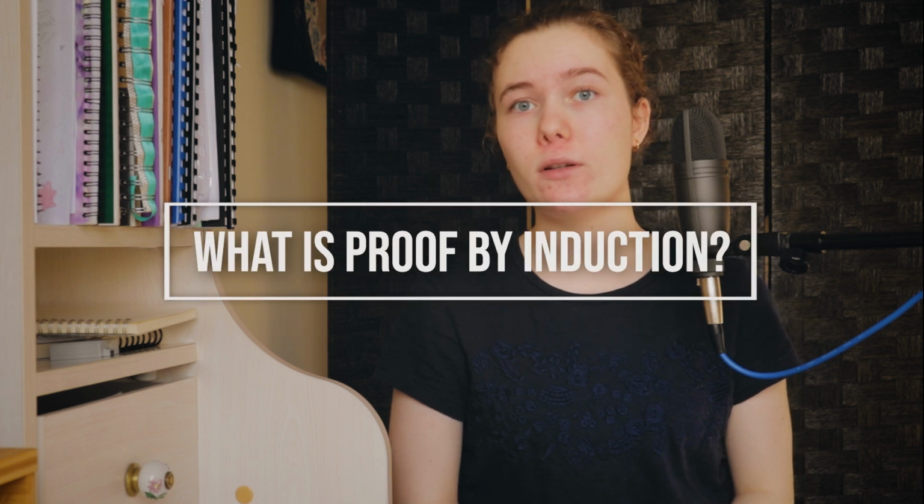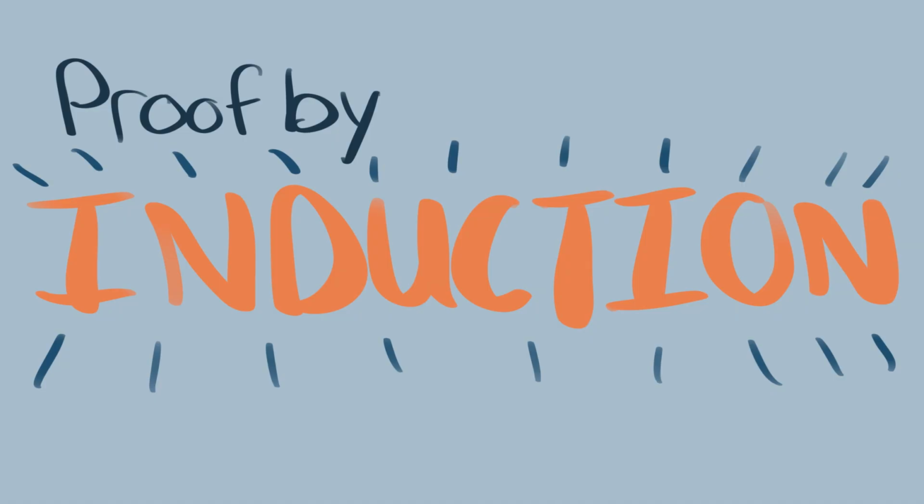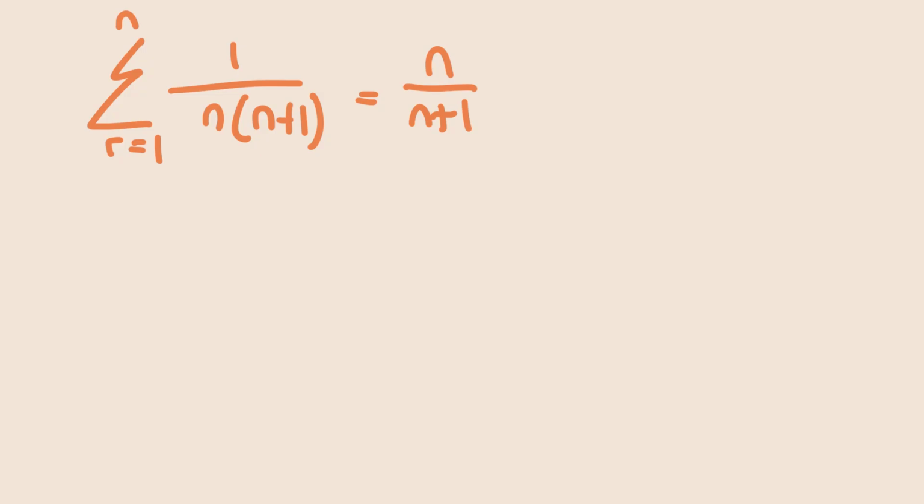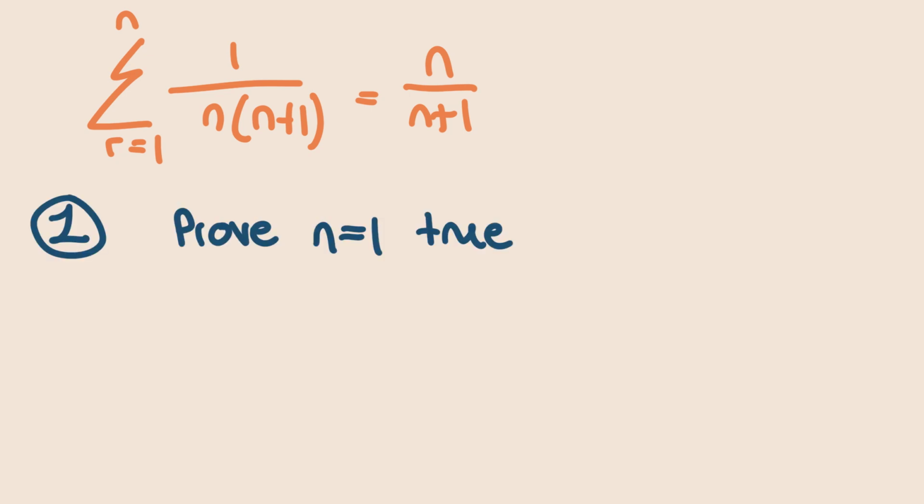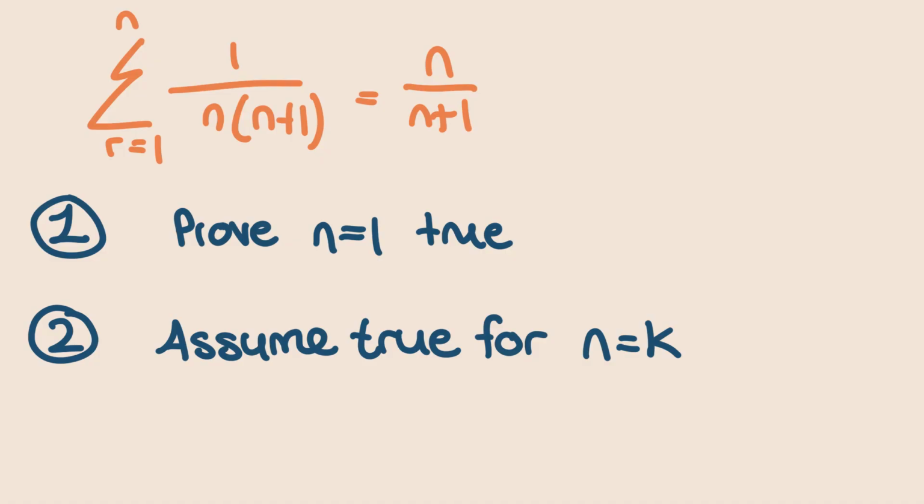In math, there are several different ways to prove something. One of those ways is proof by induction. This involves proving that whatever statement is true for the first case, so when n is equal to 1. But then you assume that it is also true when n is equal to any random number. Let's call that random number k.